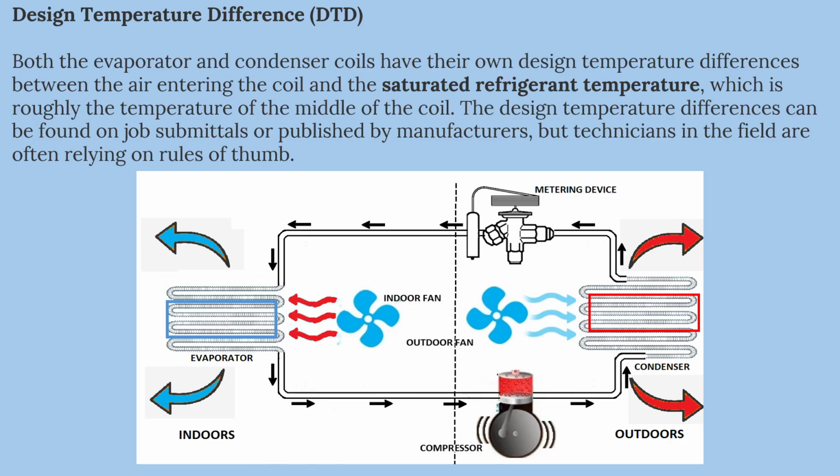Design temperature difference. Both the evaporator and condenser coils have their own design temperature differences between the air entering the coil and the saturated refrigerant temperature, which is roughly the temperature of the middle of the coil. The design temperature differences can be found on job submittals or published by manufacturers, but technicians in the field are often relying on rules of thumb.